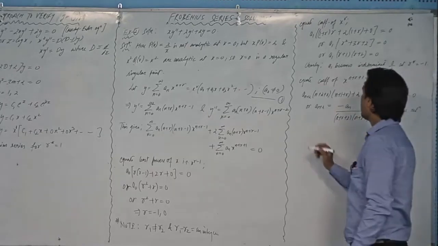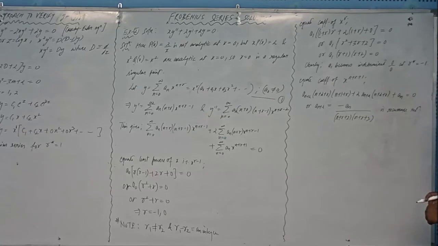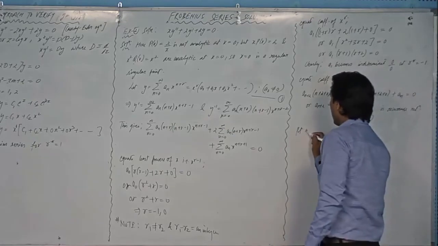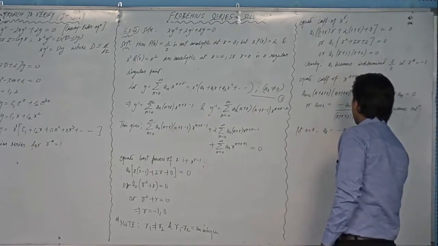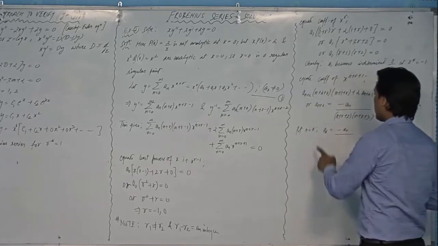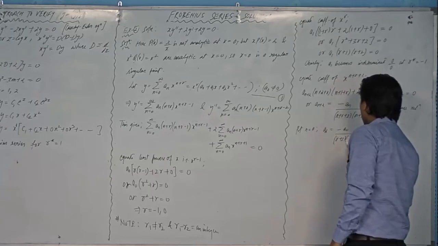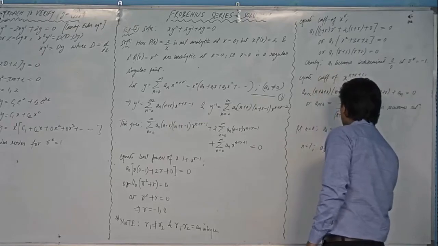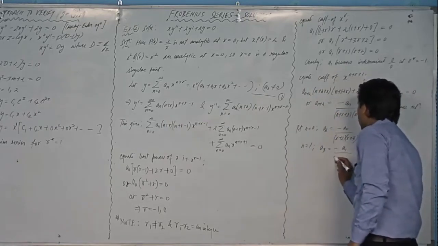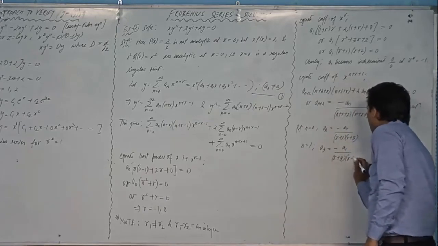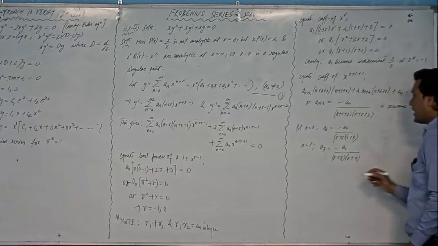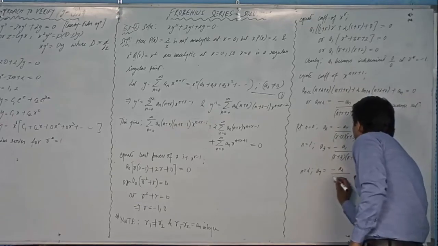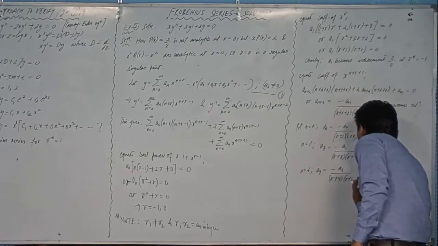Using this recurrence relation, I will find the values of a2, a3, a4. Up to a1 I have found that. For a2, put n equal to 0, I will obtain a2 in terms of minus a0 over, that will become r plus 2, r plus 3, right? Put n equal to 1, that will give you a3 equal to minus a1 over r plus 3, r plus 4, right? And n equal to 2, a4 equal to minus a2 over r plus 4, r plus 5, right?